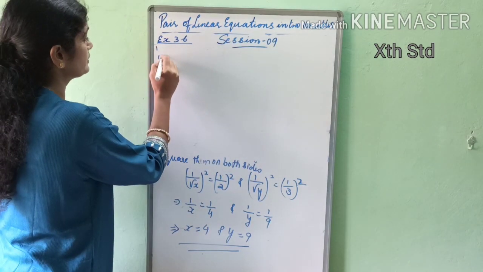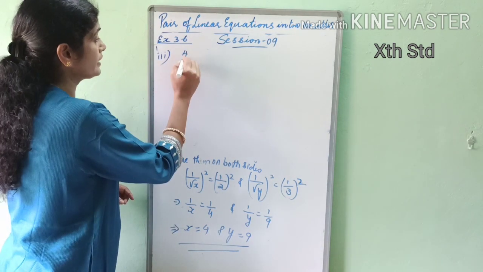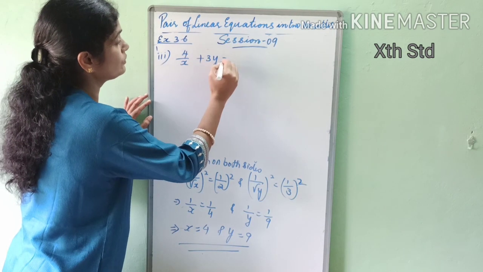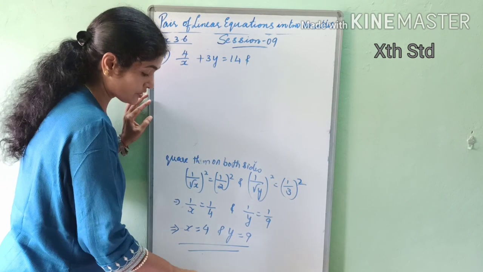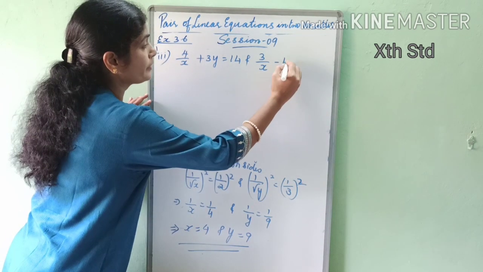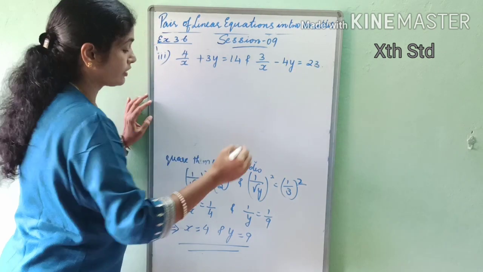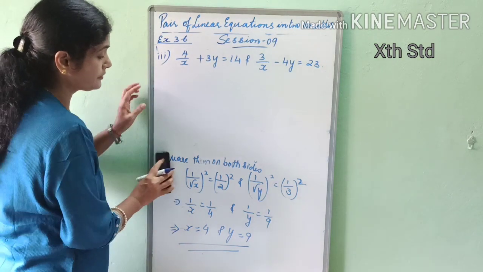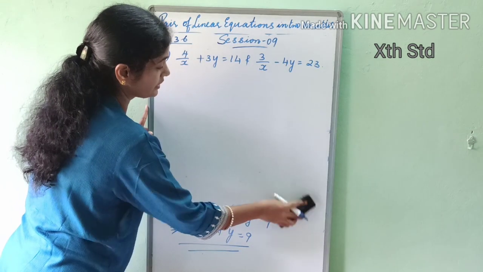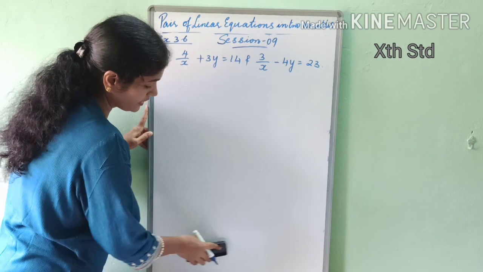First main, third bit. What does it say? It is 4 by x plus 3y equal to 14, and another equation, 3 by x minus 4 by y is equal to 23. Now if you look at these equations carefully, one of the variables, that is y, is in the numerator already, and the other variable x is in the denominator.